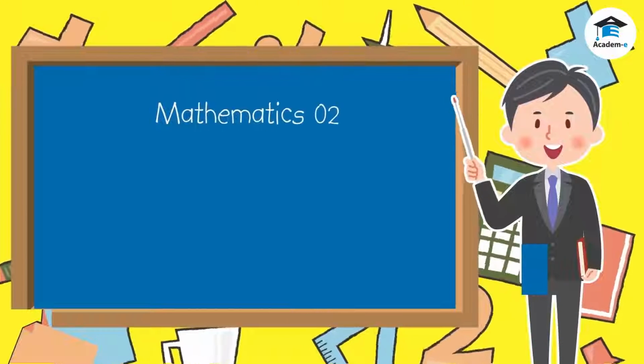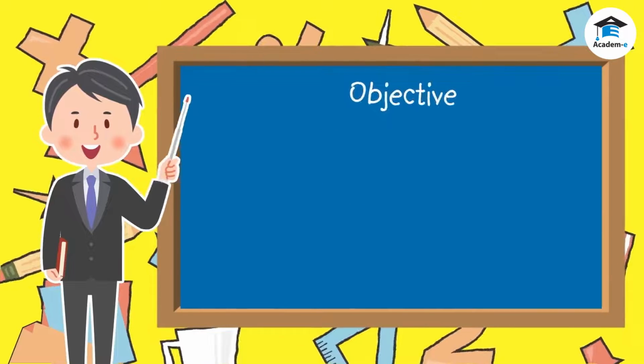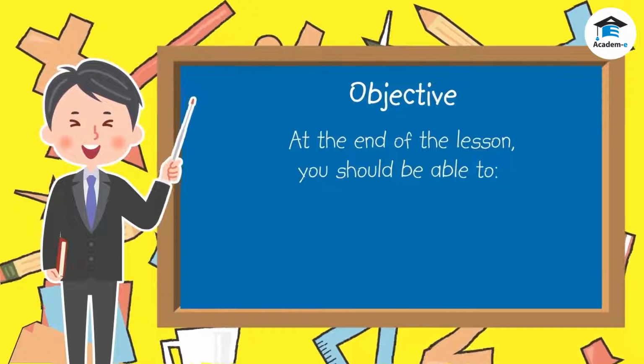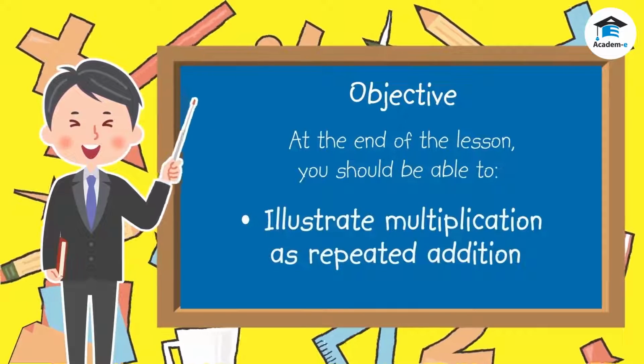Mathematics 2. Multiplication is repeated addition. Objective. At the end of the lesson, you should be able to illustrate multiplication as repeated addition.